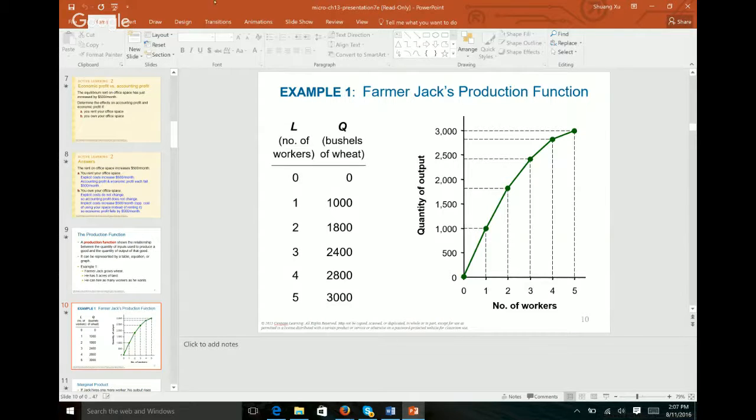So for this table, this is how you read it. When you have 0 workers, they're going to produce 0 output. When you have one worker, you produce 1,000 output. So the marginal production for the first worker is 1,000 output. Marginal production just means that if you hire one more worker, how much extra output do you get from hiring this one additional worker?